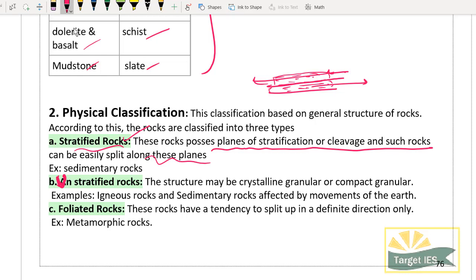If you can't see layers like that, then we call it unstratified. Igneous rocks and sedimentary rocks affected by movement of earth basically come under unstratified rocks. Next we have foliated rocks. These rocks have a tendency to split in a particular direction, that's why we call them foliated rocks. Foliation runs in that particular direction, for example metamorphic rocks. So stratified rocks are sedimentary rocks. Unstratified could be sedimentary as well as igneous rocks, whereas foliated rocks are metamorphic rocks.